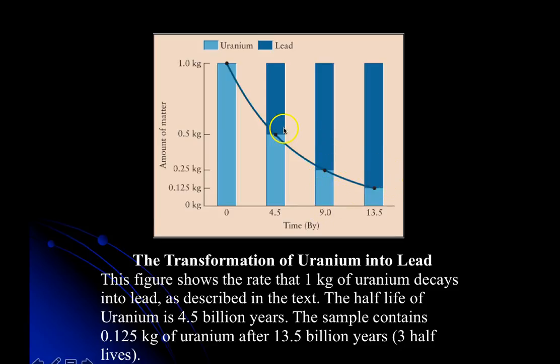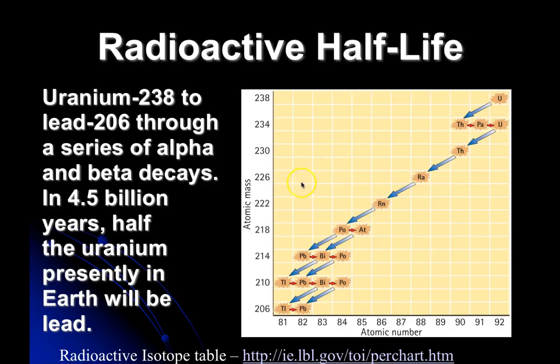half of this amount has been converted to lead. It isn't the case where here half of it is gone, and then the next time the rest of it is gone. No, it's half of that which is left. Half of that which is left. Okay? And that allows me to figure out how old something is relative to other processes.